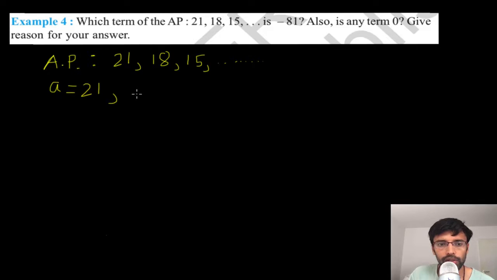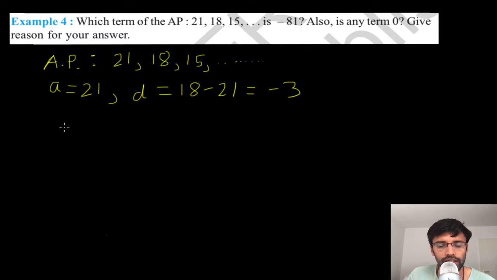Now let's find the common difference D. You just take two terms and subtract. So 18 minus 21 will be equal to minus 3. So we have our first term and our common difference D. Now we need to find which term of the AP is minus 81. So let's say minus 81 is some nth term of this AP, and we need to find that n.